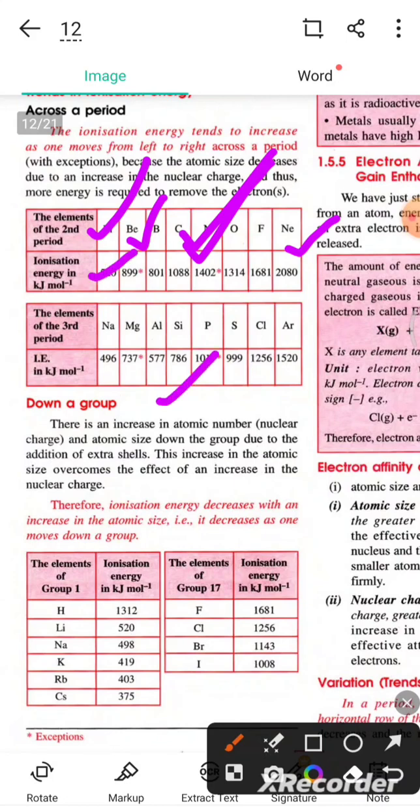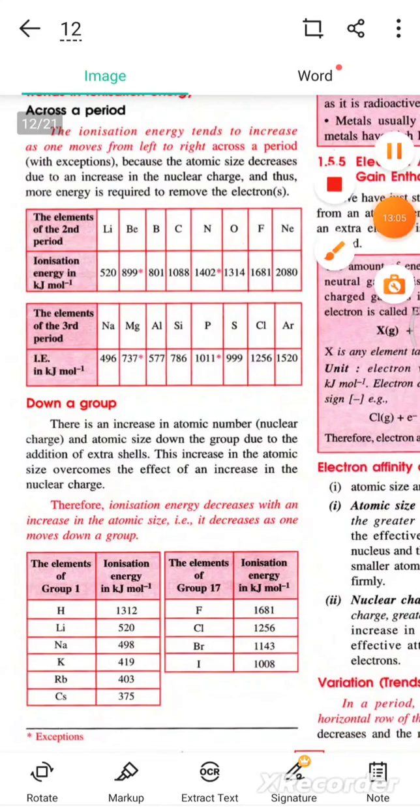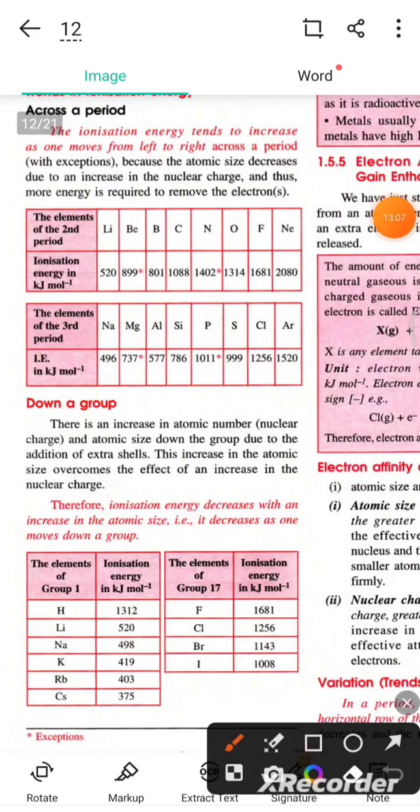Then down a group you can see it is decreasing. See first one, hydrogen 1312, whereas cesium 375, fluorine 1681, whereas iodine 1008. So down a group your ionization potential is decreasing.